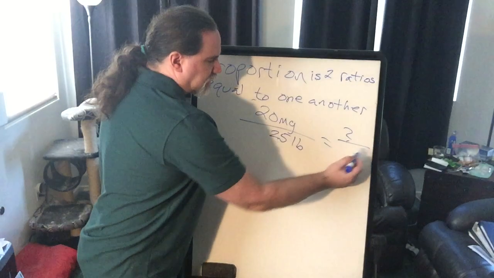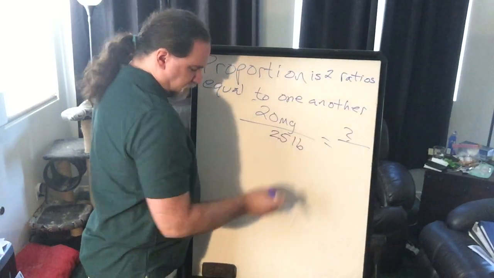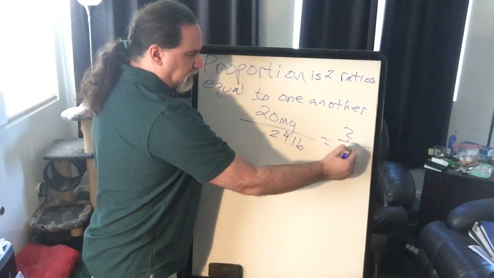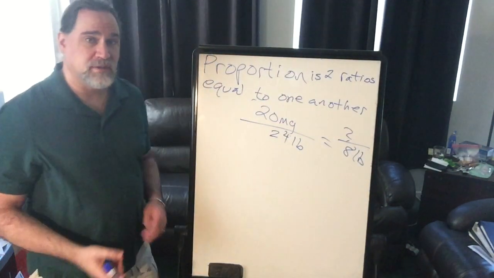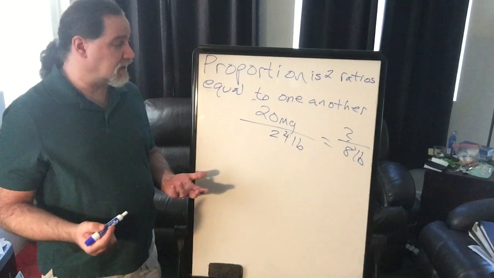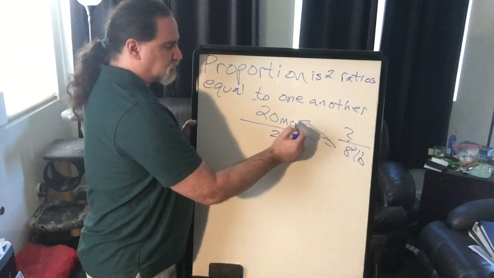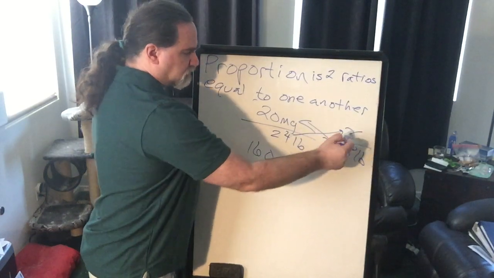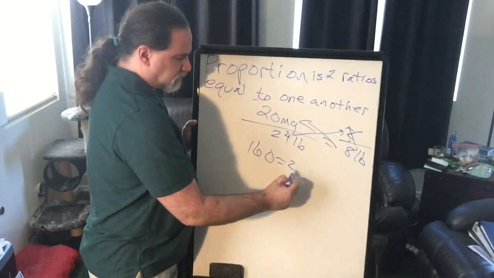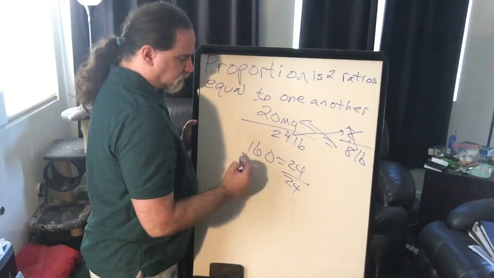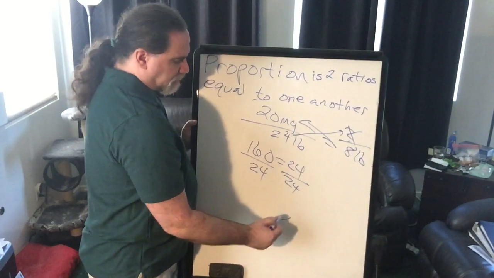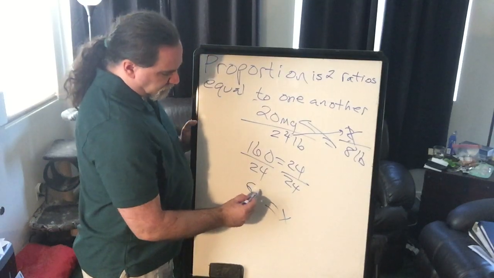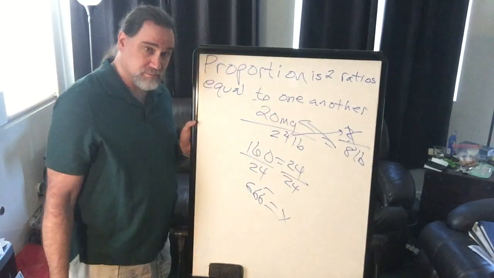How about, let's make my math easy, let's make this kid 24 pounds. We'll make this an 8-pound kid. How much would I give then? And you have to figure this out. You cross multiply. 8 times 20, that's 160. 24 times, well, we're going to call that x. So 24x, and we're going to divide by 24, and we're going to get about 6.66 repeating milligrams.